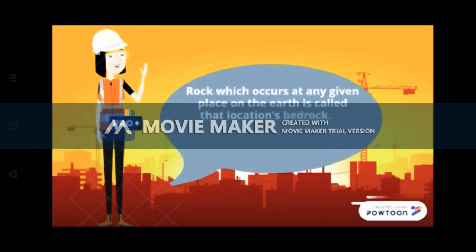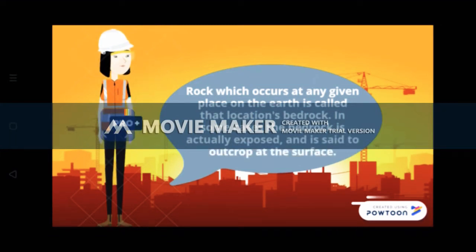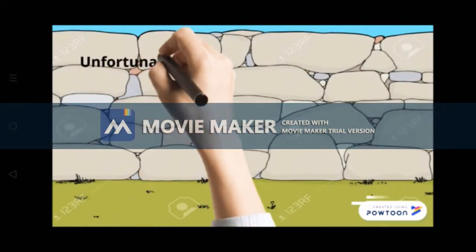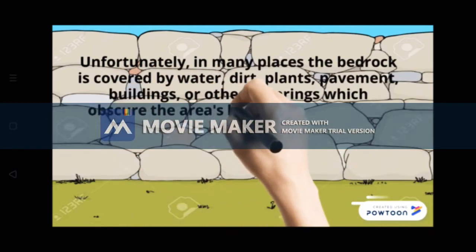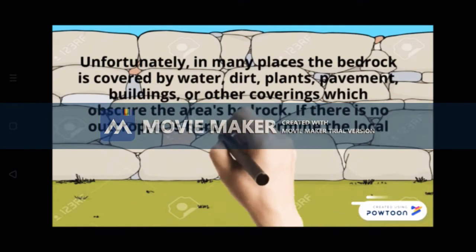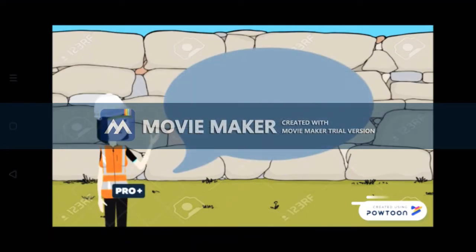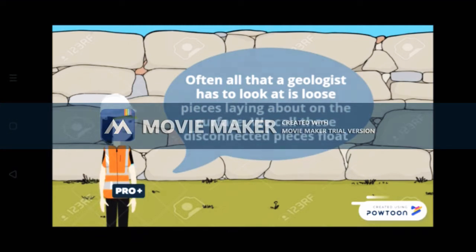Rock which occurs at any given place on the earth is called that location's bedrock. In some cases the bedrock is actually exposed and is said to outcrop at the surface. Unfortunately, in many places the bedrock is covered by water, dirt, plants, pavement, buildings, or other coverings which obscure the area's bedrock. If there is no outcrop, it is hard to determine the local geology. Often all that a geologist has to look at is loose pieces laying about on the surface. We call these disconnected pieces float.